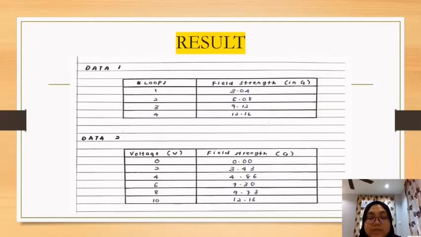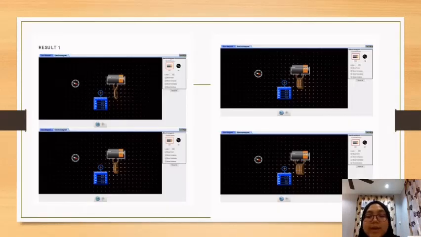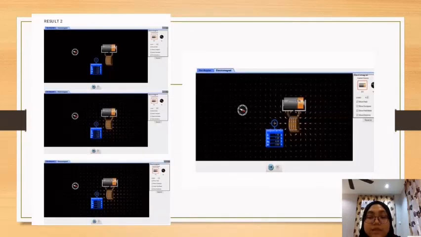So this is the result that we obtained from the procedure. Based on data 1 and data 2, we can see clearly that when the loops increase, the field strength also increases, the same for both data 1 and data 2. In data 2, when the voltage increases, the field strength also increases. Here are some of the screenshots from the field simulation based on what we obtained from the results. Here we can see the meter and the electromagnet. This is the result for data 2.